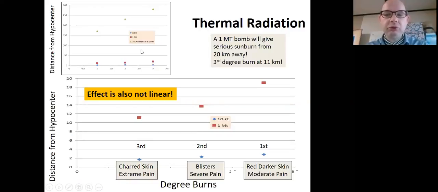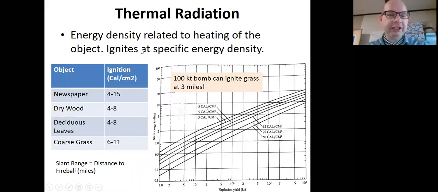And the same is true with other materials like newspaper, which will ignite at a certain density, in some sense. Dry wood is usually 4 to 8 cal per centimeter squared. Coarse grass, 6 to 11. So if you have this high fluence, this high number of particles hitting a certain area per centimeter squared, things will start to burn.